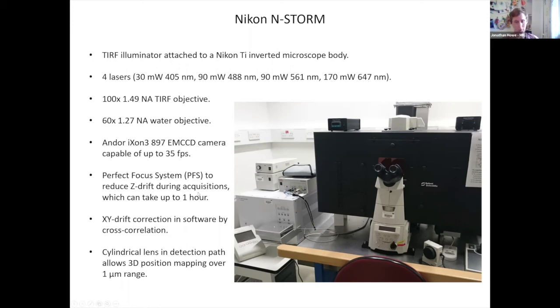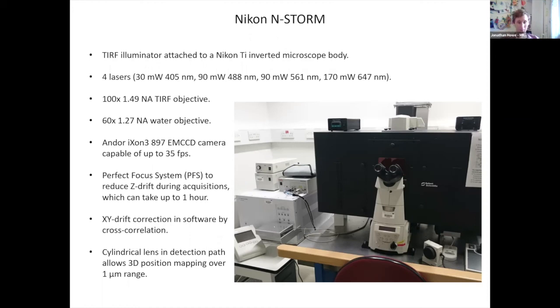One really useful feature of this microscope is the Perfect Focus System, which is a hardware autofocus system built into the Nikon stand. And this essentially reduces or eliminates Z drift, which is really helpful because an acquisition can take up to an hour. And if your sample drifts within that time, then that can impair your resolution. So PFS really deals with that problem.